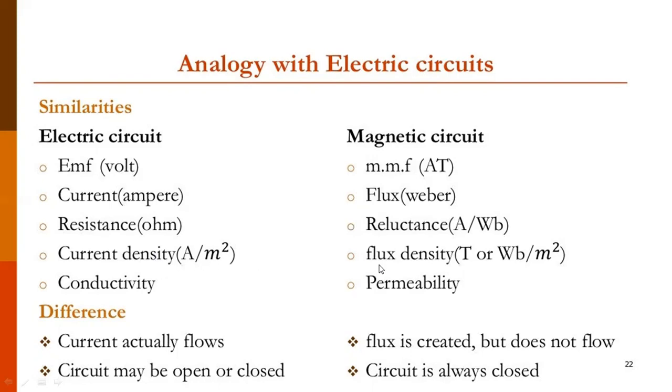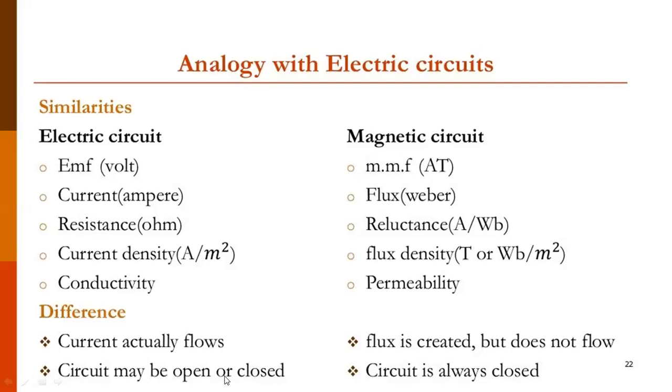While in the magnetic circuit, the analogous quantity is flux density, which is measured in Tesla or Weber per meter square. Electric circuit has conductivity and magnetic circuit has permeability. These are the analogous quantities, that is, the similarities. Differences are also there: current actually flows in the electric circuit, while flux is created but does not flow, it is induced.